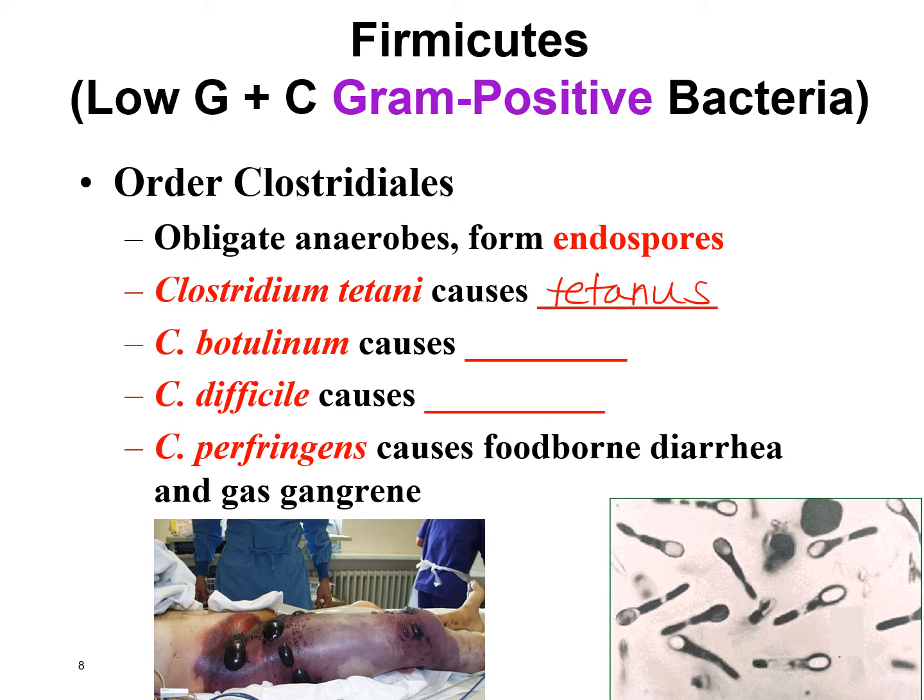Okay, and then Clostridium botulinum, that one causes botulism. So we usually see that one with improperly canned foods. So that allows the Clostridium botulinum bacteria to grow. They don't get killed off. They grow in the canned food and they produce a toxin, and then you eat that food and ingest that, and then you can get botulism.